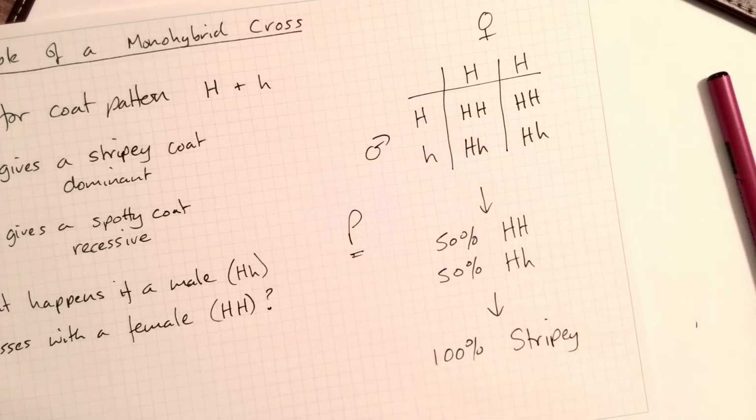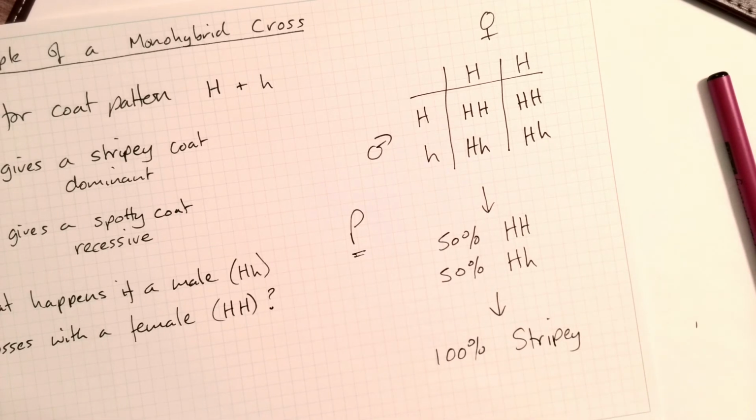The second part of this question, though, is how can I get myself some true breeding recessive individuals to stock my pet shop with spotty coats? Okay, and we'll talk about that in our next lesson. That problem is going to require us to do another 2 crosses. We're going to have to identify individuals, and then we're going to have to try and get ourselves some offspring that are homozygous recessive. So we'll see how that works next time.